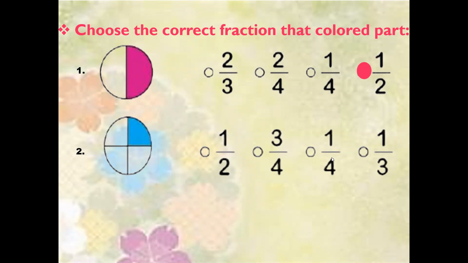Who understands and can help me? Arwa? 1 over 4. Excellent. Arwa, very good. Thank you. It will be 1 over 4. At the upper, we will write the boards that are colored. How many boards are colored? Just 1. And dash, and down, we will write the whole boards, colored and not colored. The whole boards are 1, 2, 3, 4. So it will be 1 over 4.